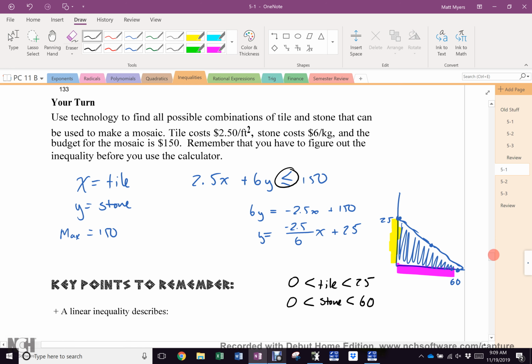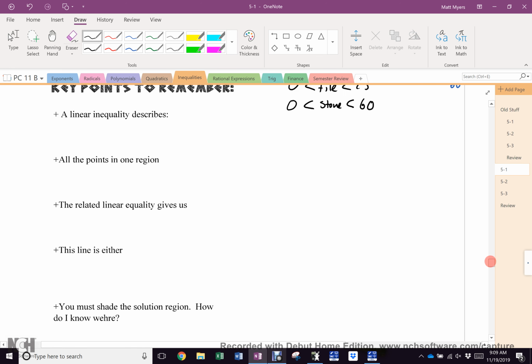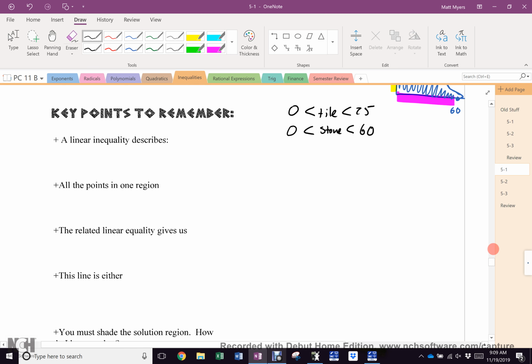9:09, we got enough time. Key points to remember. What does a linear inequality describe? How is a linear inequality different from a linear equality? What does an inequality give us? Sorry? Right, yeah, okay. An inequality sets what? Boundaries.